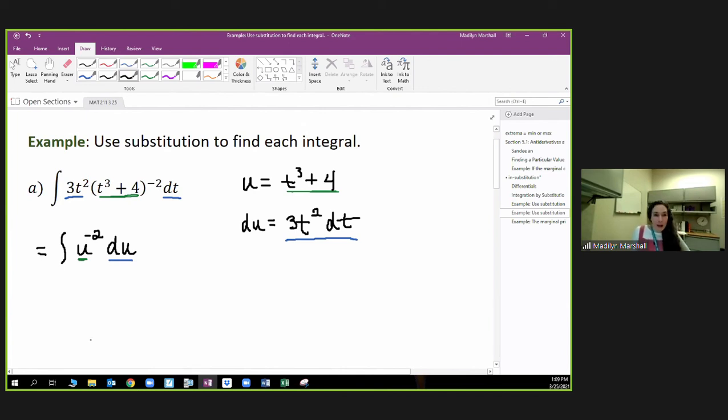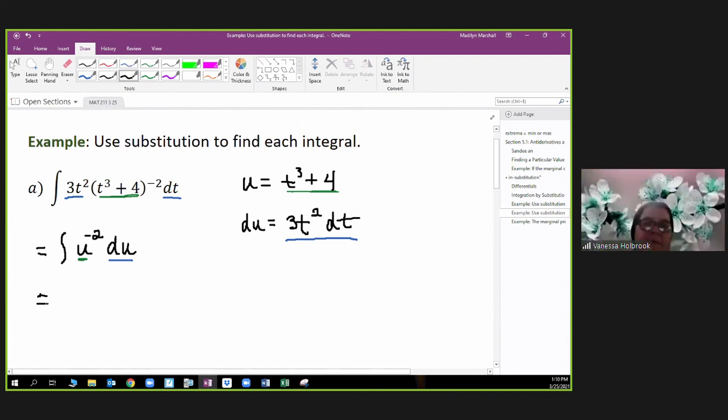So that was steps 1 and 2. Step 1 is choosing that u and making sure the du is going to work. Step 2 is replacing everything from the integral with u stuff. Step 3 is doing the integral. So what will be t cubed plus 4 to the -2.